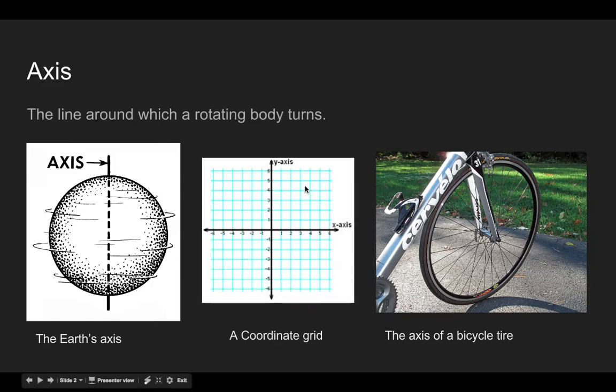And then what's going to be useful for us is the coordinate grid, which has a y-axis and an x-axis, which are basically two number lines. The horizontal number line, the x-axis, at the very center point is 0. If you move to the right, you're moving positively. If you're moving to the left, you're moving in negative.